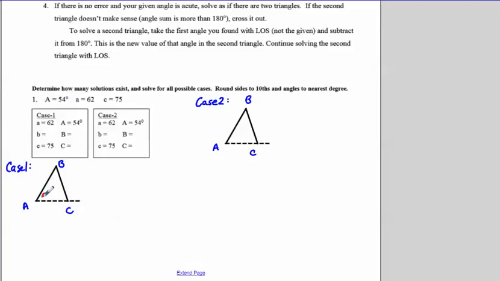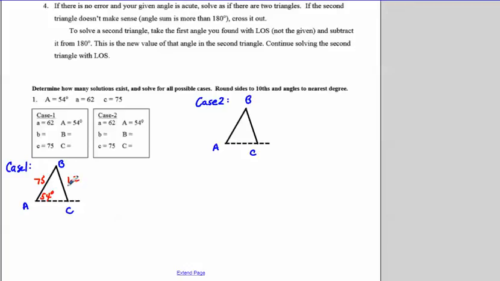So in case 1, it tells me angle A is 54, and I just make a habit of always putting the given angle right here in the left corner, and it tells me that side A is 62, so side A is opposite of angle A, so that's 62. And then it tells me side C is 75, and I always make a habit of putting the other side that they give me right here on the left as well. So that would make this angle C down here. So angle C is opposite of side C, angle A is opposite of side A.